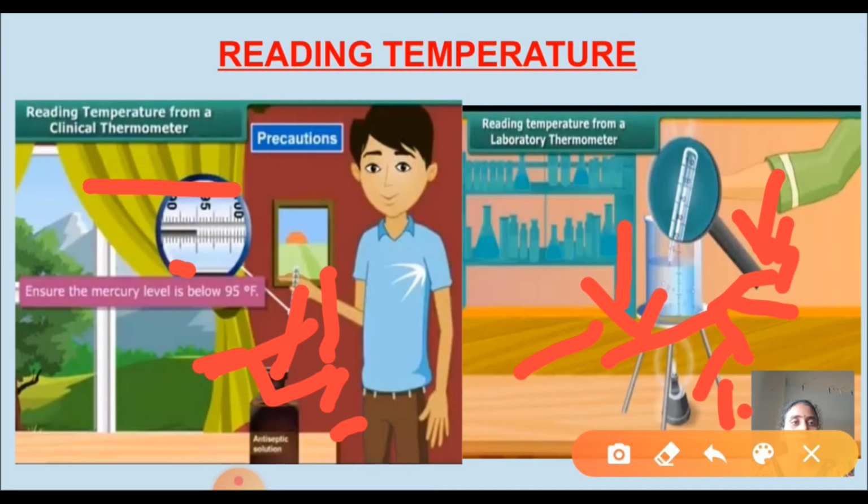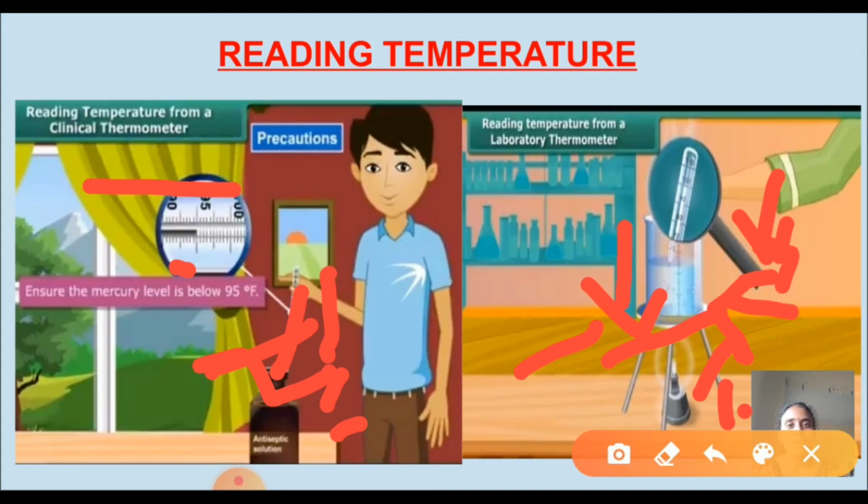So like that, we have to measure temperatures. We have to use the laboratory thermometer to measure the hotness of water and coldness of water, or any chemical applications and chemical processes in the science laboratory. So this is reading temperature from a clinical thermometer and reading temperature from a laboratory thermometer.